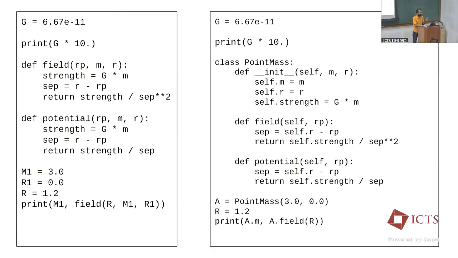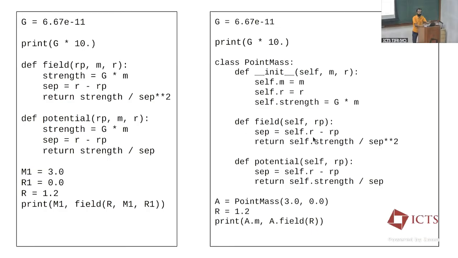Okay. And the way you access the things which belong to this object is through a.m. So A was a point mass class with these two parameters. So a.m would be whatever m you pass, which would be 3 here. And a.field at r would be, again, this function evaluated at r.